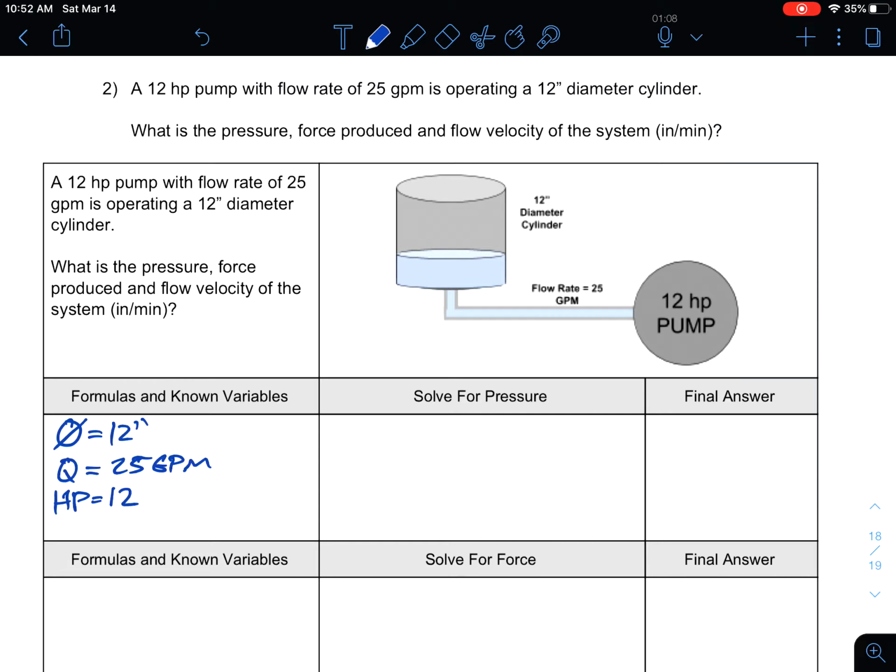So we have everything to find pressure if we are using our formula that says horsepower is equal to Q times P divided by 1714. So we're going to throw that in. We've got 12 is equal to our Q, which is 25, times our pressure, which we do not know, over our constant of 1714. When we simplify that, we find that pressure is equal to 822.72 pounds per square inch. So we found pressure.